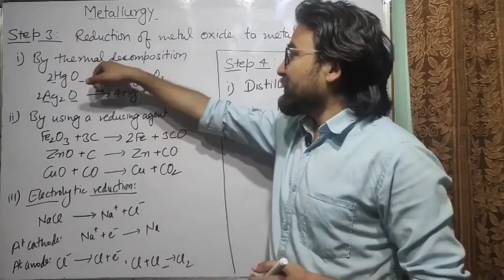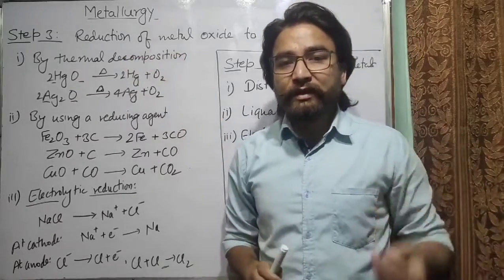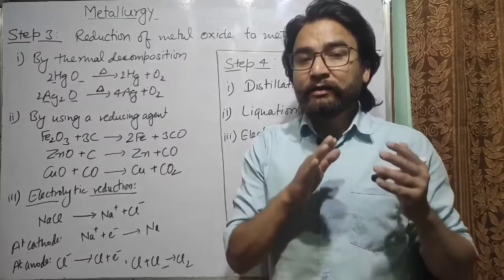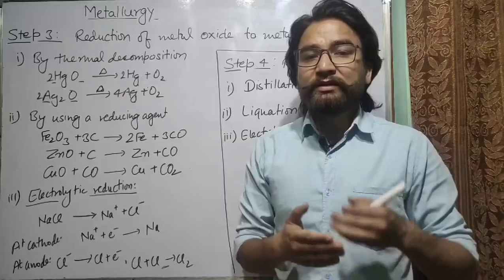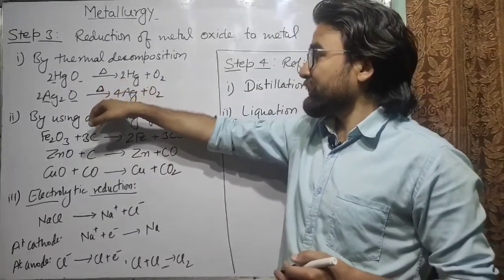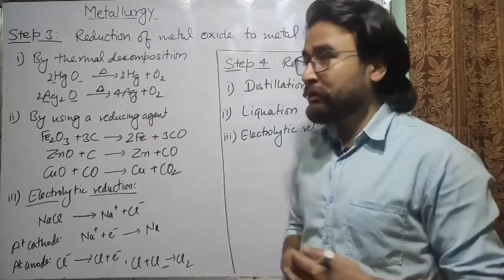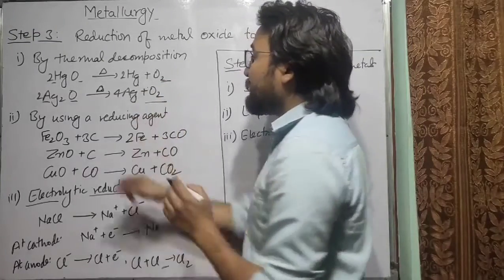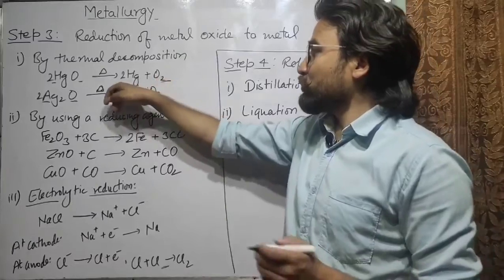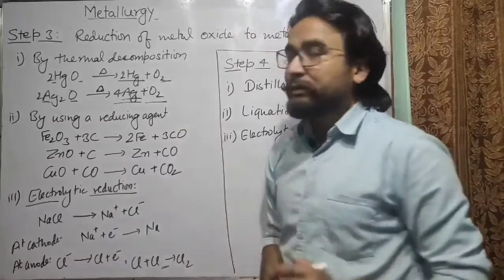One of the methods is thermal decomposition. So what is thermal decomposition? On heating, some metal oxides get decomposed to give oxygen and the metal. A few metals like silver and mercury get decomposed on heating. So we can get these metals by thermal decomposition because oxygen is separated on thermal decomposition. You can see 2HgO will give 2Hg plus O2. So mercury or silver can be obtained easily by thermal decomposition.